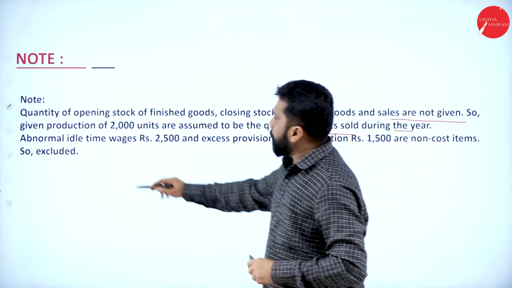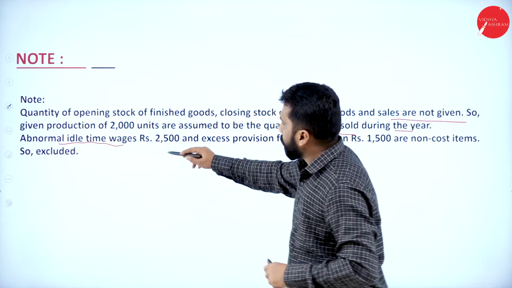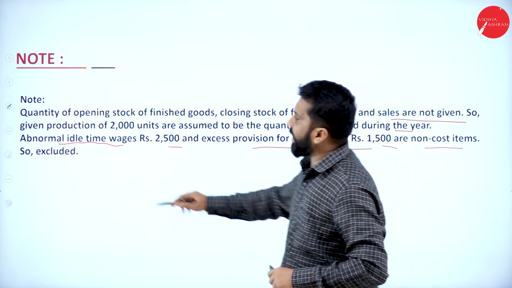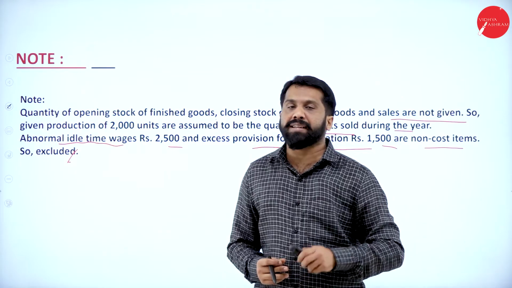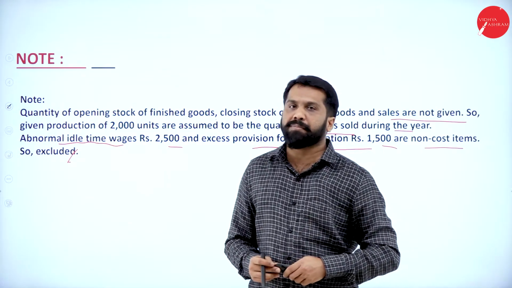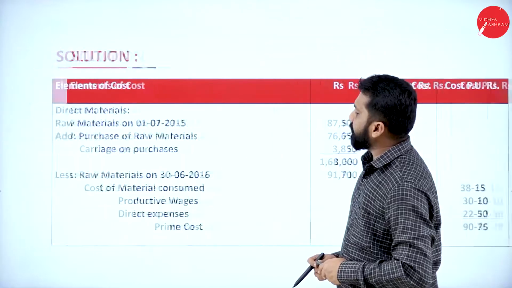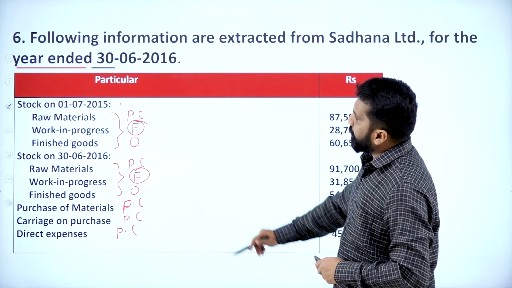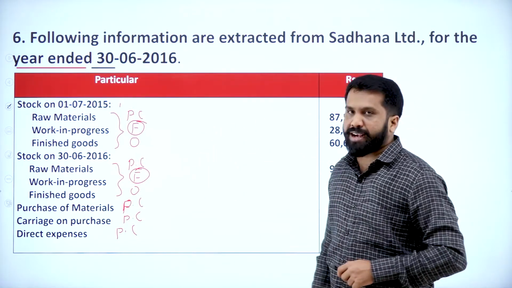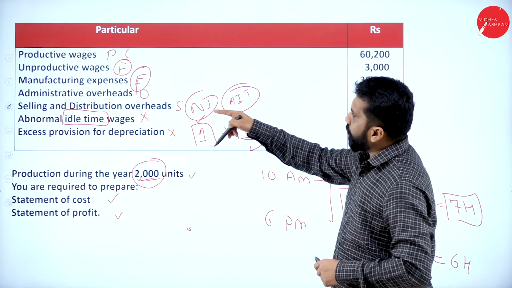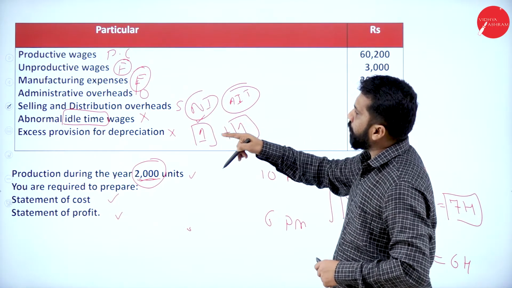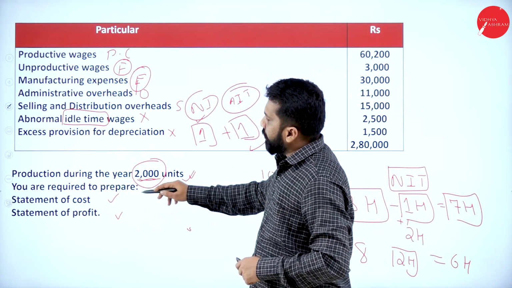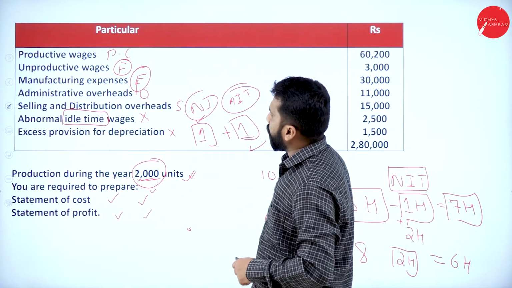During the year, abnormal idle time, as I told you, 2,500, excess provision to depreciation, 1,500 are non-cost items. So it is excluded. These are not considered as your cost item. Now, we'll talk about your sales as well as profit. These are the information you have: material, purchase, carriage, direct expenses, productive, unproductive, manufacturing, selling and distribution, abnormal, excess provision for depreciation. Production during the year 2,000 units, and they prepare statement of cost, statement of profit.